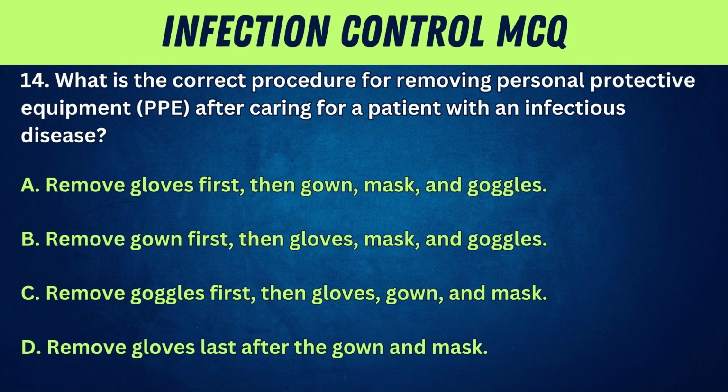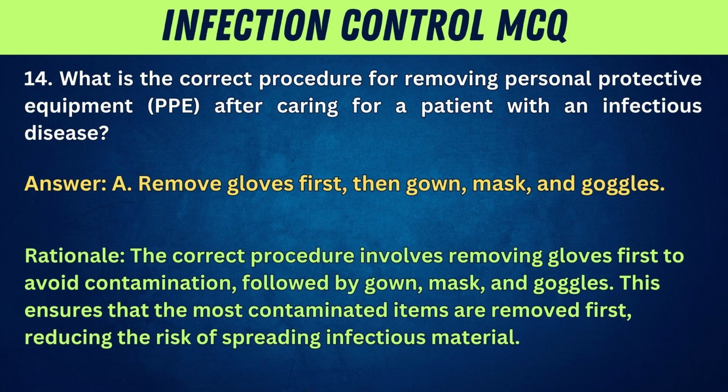14. What is the correct procedure for removing personal protective equipment, PPE, after caring for a patient with an infectious disease? A. Remove gloves first, then gown, mask, and goggles. B. Remove gown first, then gloves, mask, and goggles. C. Remove goggles first, then gloves, gown, and mask. D. Remove gloves last after the gown and mask. Answer: A. Remove gloves first, then gown, mask, and goggles.